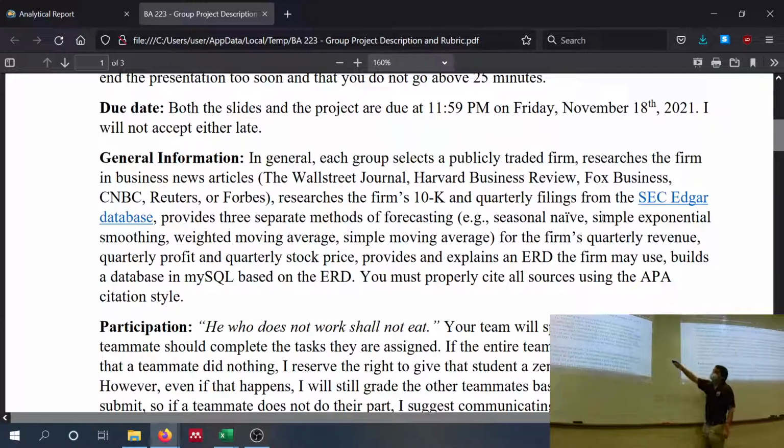So 11:59, Friday, November 18th. That's 2 weeks to work on it. We're probably not going to get a whole lot of work done today other than maybe an initial meeting with your team, determining how you want to split things up, how you want to work, how you want to handle deliverables.